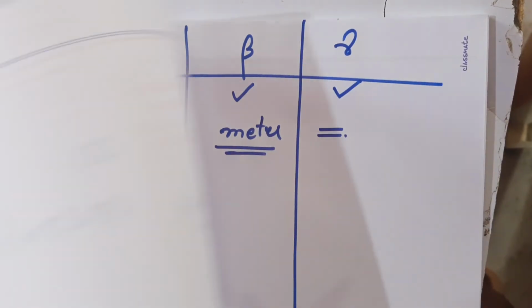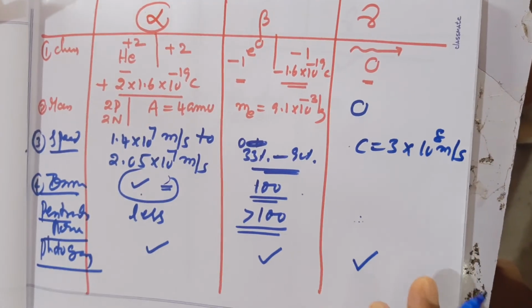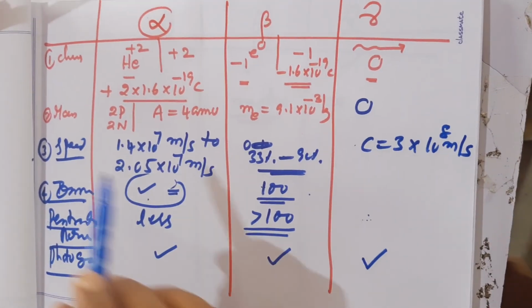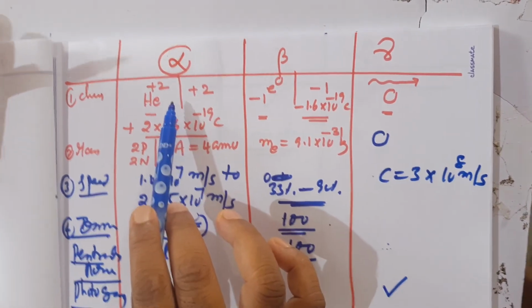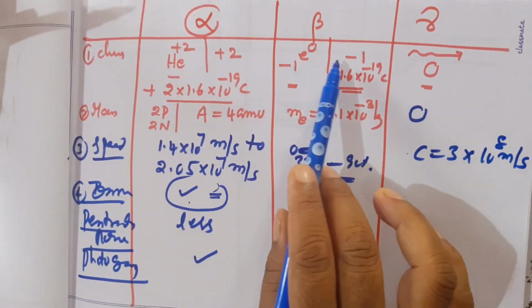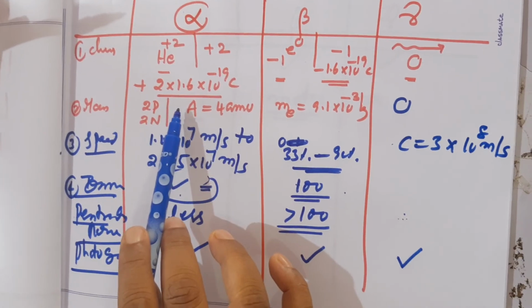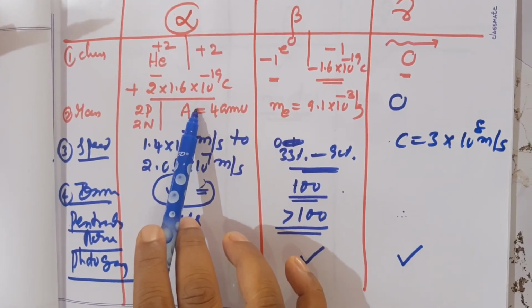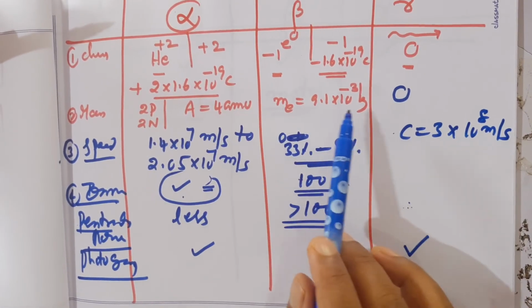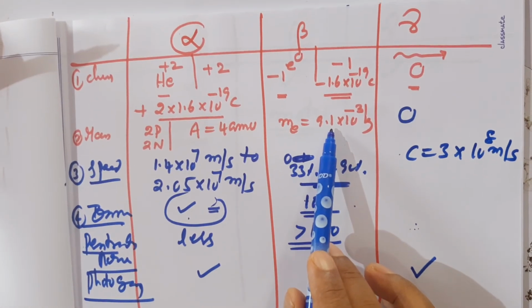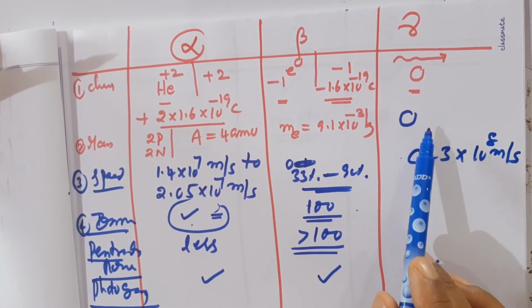So these are the main properties of alpha, beta, gamma. Let me repeat. Alpha particles are positively charged particles, beta particles are negatively charged particles, gamma has no charge. Alpha particle mass is 4 times the proton mass or 4 AMU. Beta particle mass equals the electron mass, gamma has no mass.